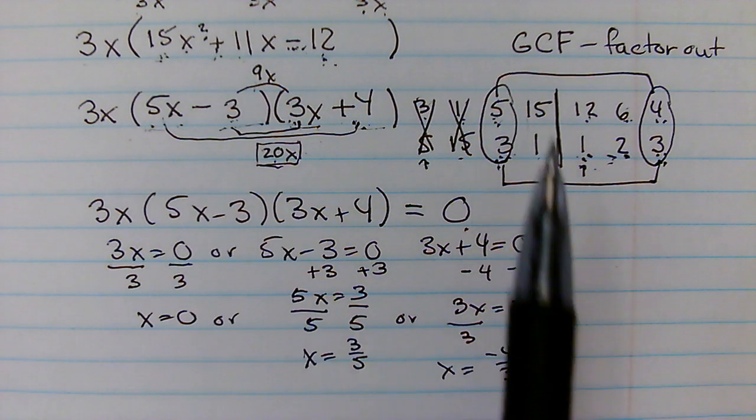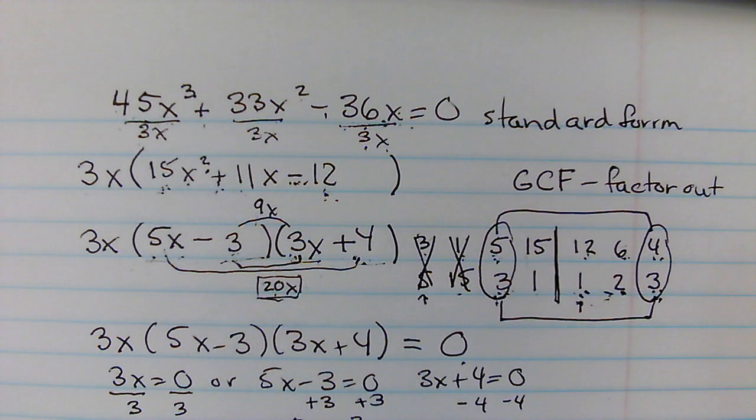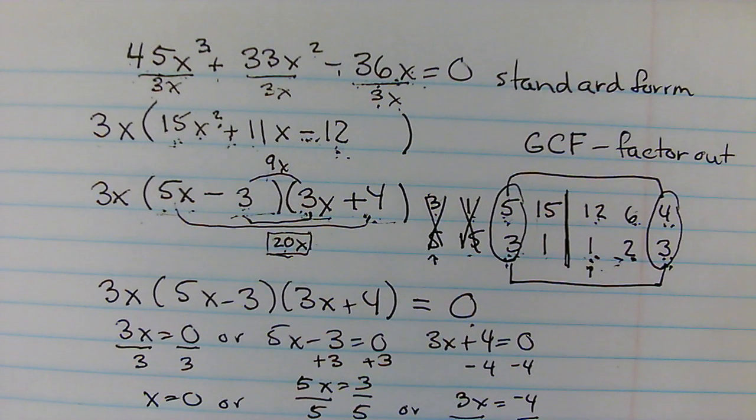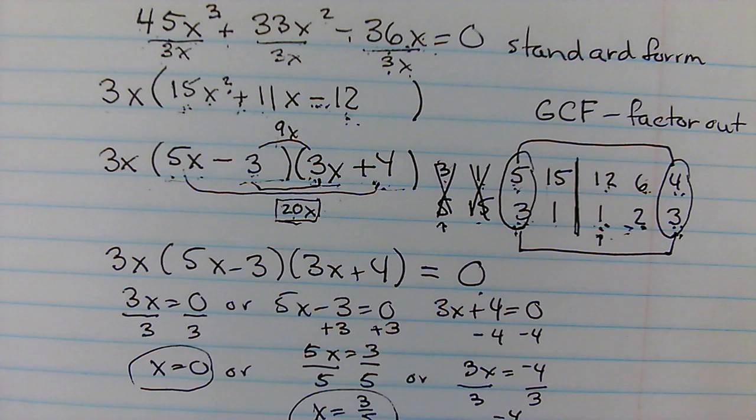So this expression, this original problem, if this had been an equation set equal to 0, would have 3 solutions. x equals 0, x equals 3/5, and x equals -4/3.